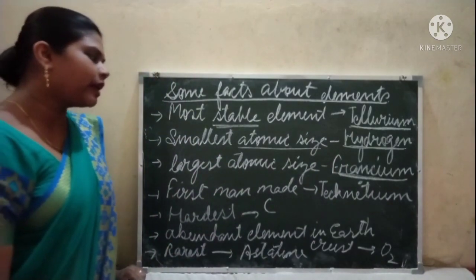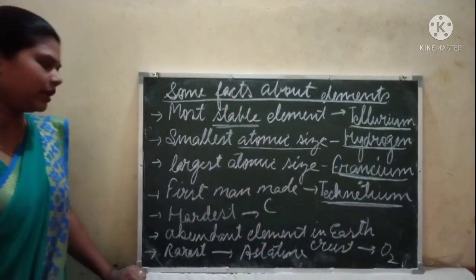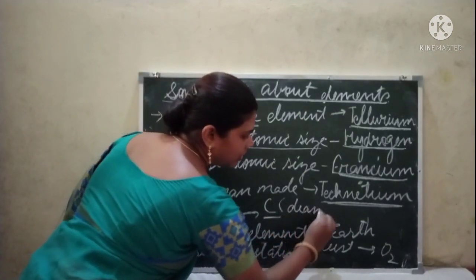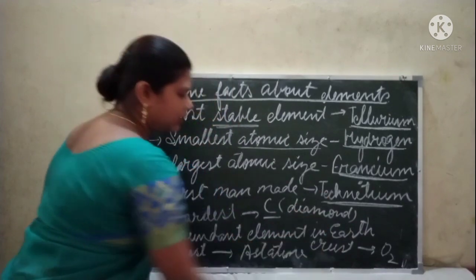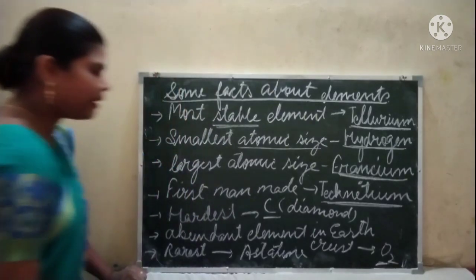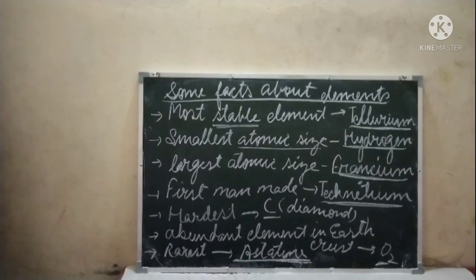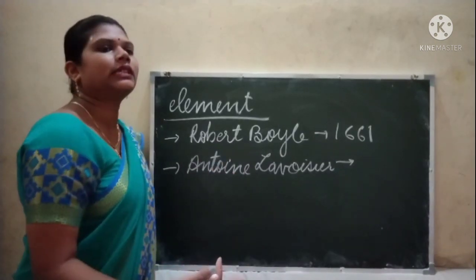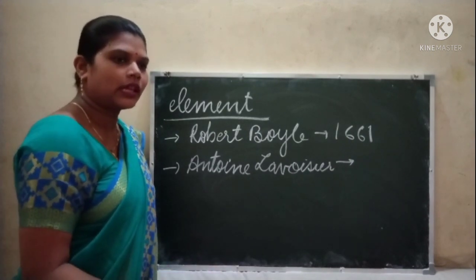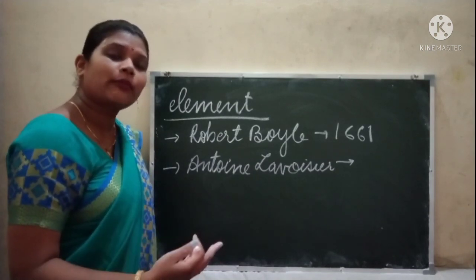Then the first man-made element is technetium. This technetium is the first man-made element. Hardest, we know, is carbon. In carbon, diamond is the hardest natural substance. Then the most abundant in the earth's crust is oxygen, and the rarest element is astatine. So these are some facts about the elements. So we have already seen what an element is, how many types of elements are present, and we have also seen some important and basic facts about the elements.